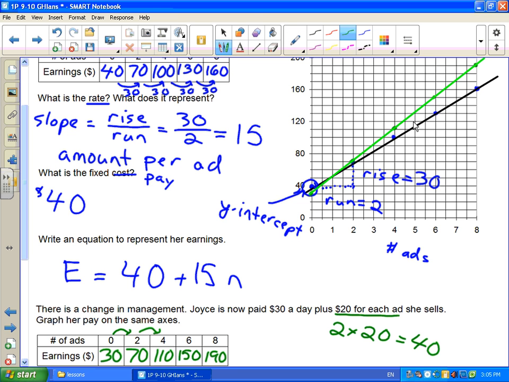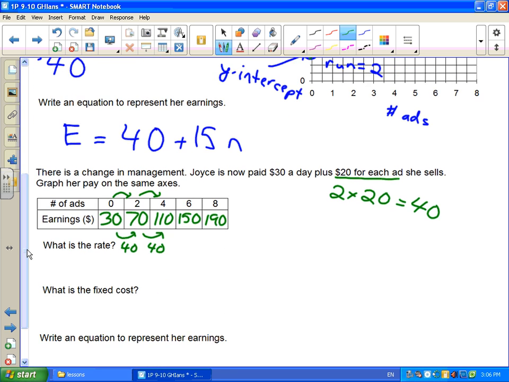What do you notice about that green line as compared to the black one? It rises. Yeah, so what would we say about the slope? It rises more, so it's got a steeper slope, so the slope is going to be a bigger number. Okay? Does this make sense? Well, let's see. What is the rate here? Our rate is the amount for each ad. So our rate in this question here is 20. In our last one, the rate was 15. So bigger rate, steeper slope.